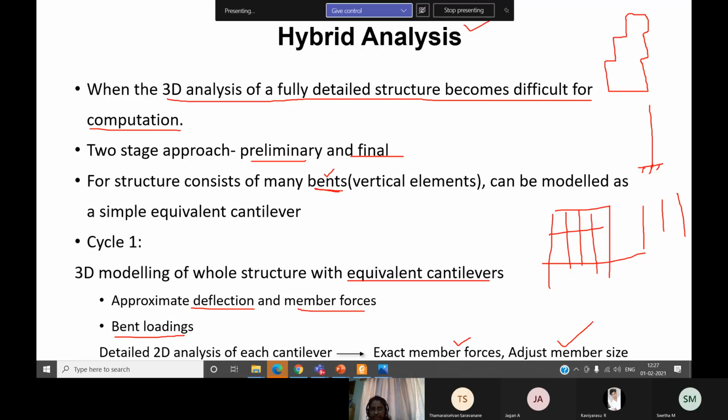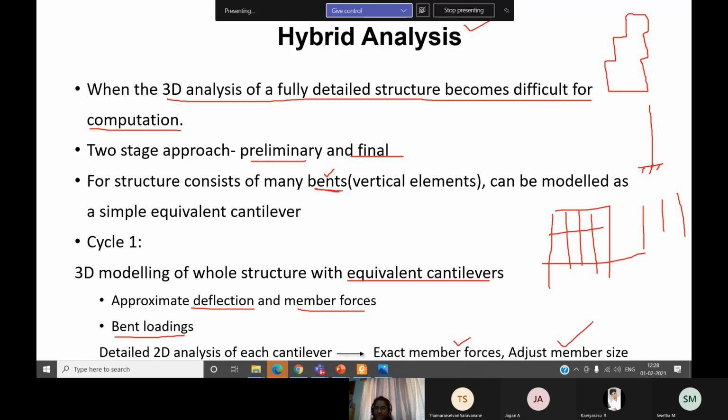Is it clear? The entire structure I can model as a number of cantilevers. Altogether I can do a 3D modeling of them. Then from there I will get the approximate deflections or approximate member forces. Then I can take each cantilever separately and do a two-dimensional analysis. Two-dimensional analysis is very simple.